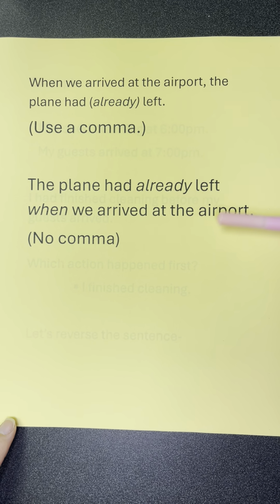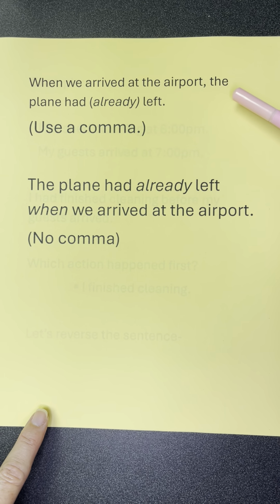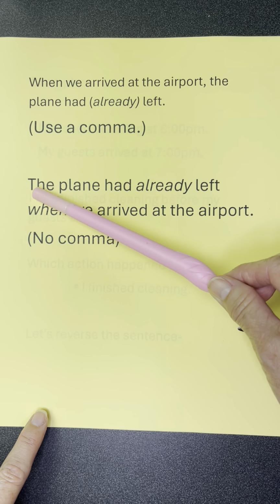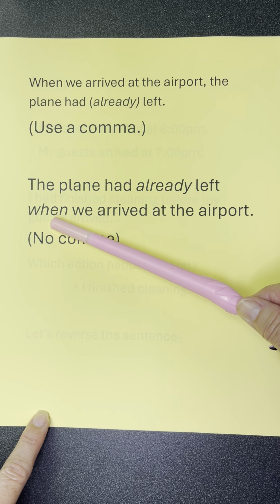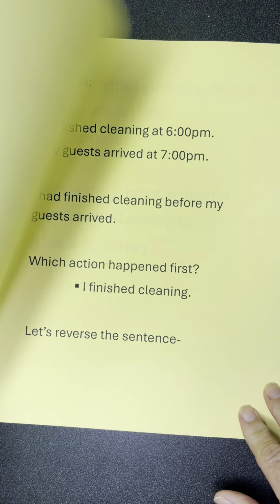But let's reverse this sentence here. The plane had already left when we arrived at the airport. So even though the sentence has changed and we put the when in the middle of the sentence with no comma, the sequence of events did not change. Okay, so once again, when we put when at the beginning of the sentence, when we blah, blah, blah, comma, or whatever we're talking about, when the word when comes in the middle, there is no comma. Okay, let's take a look at another example.